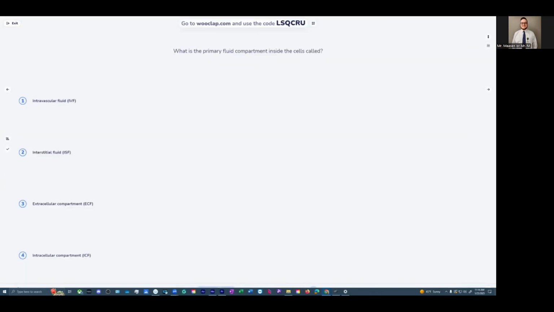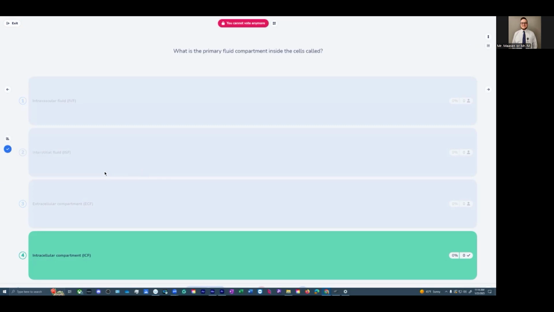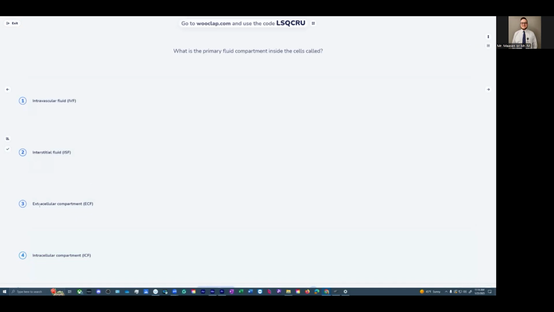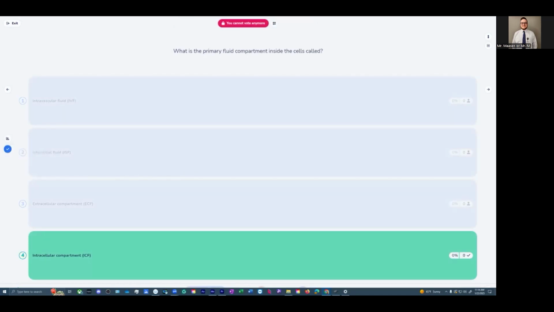So if I were to ask you, let's go back to where we just started. What's the primary fluid compartment inside the cells called? So this is an easy question. Just take a second. Okay. Hopefully you answered number 4, intracellular compartment, intracellular fluid, ICF. That's inside the cell. ECF is extracellular fluid. And then interstitial is basically a subcategory of extracellular fluid. And so is intravascular fluid, a subcategory of extracellular fluid.